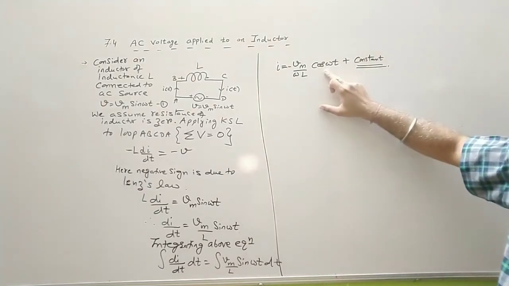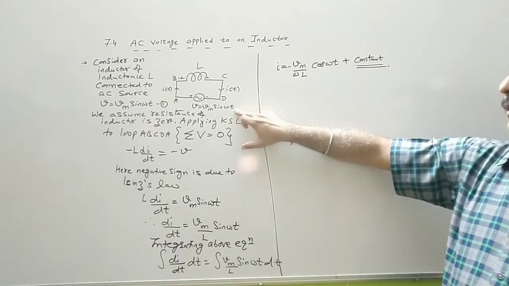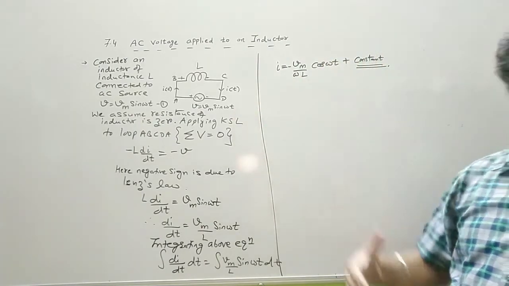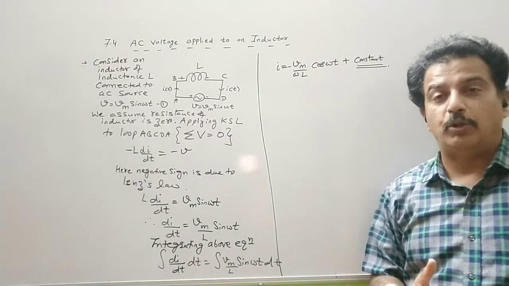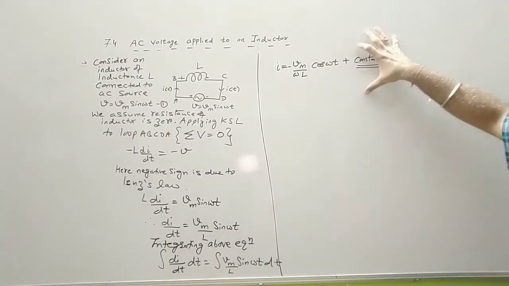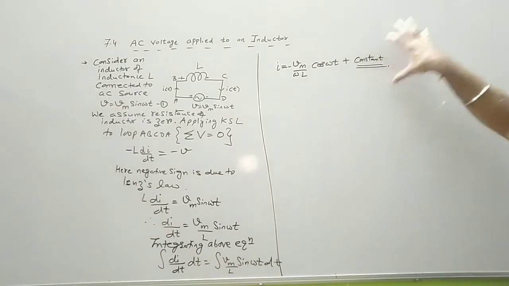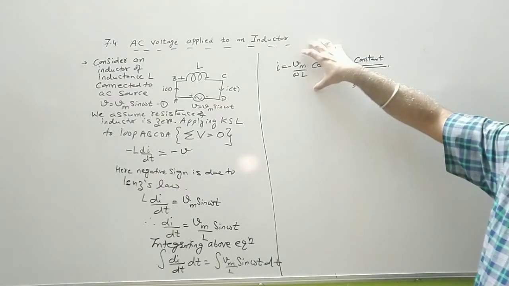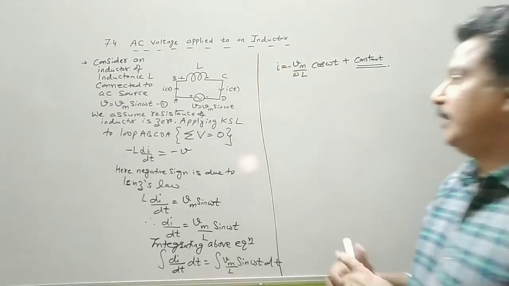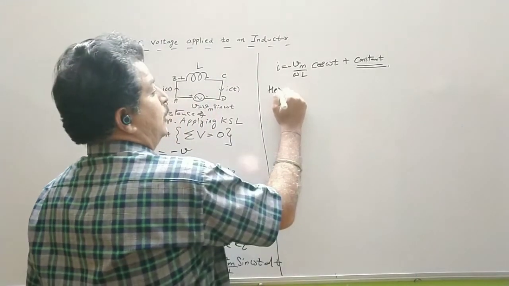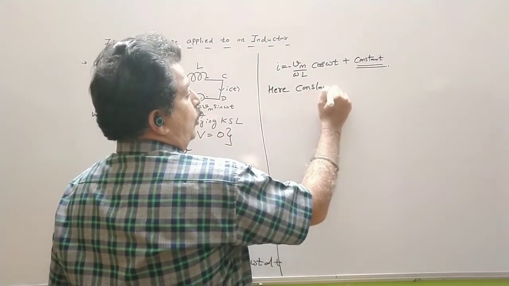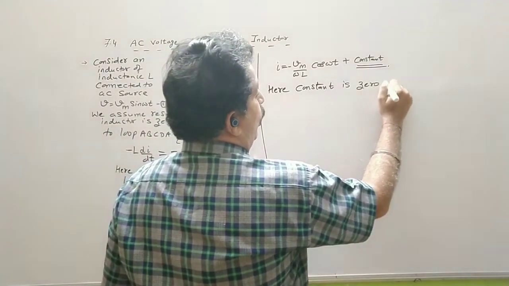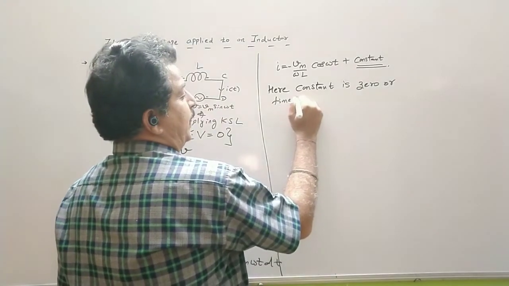So if the source oscillates about the origin, or about zero, then the current should also oscillate symmetrically about the origin. It means there is no such constant, or the constant should be zero, so that whatever is the behavior of the source, that is the behavior of the current. So here the constant term, or we call it an integration constant, is zero or time independent.